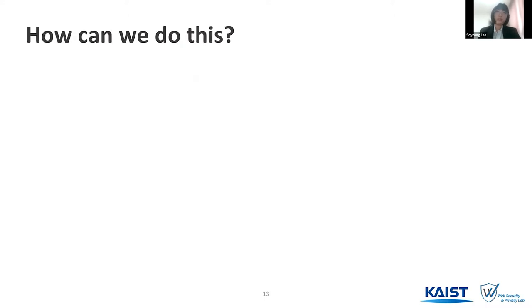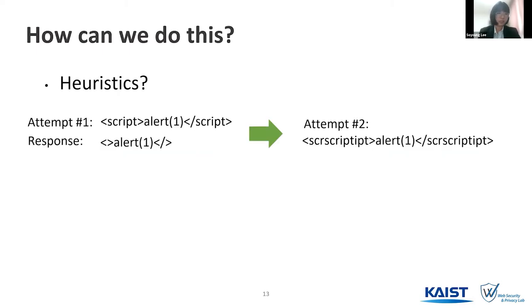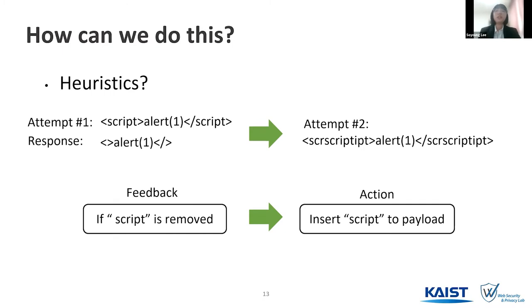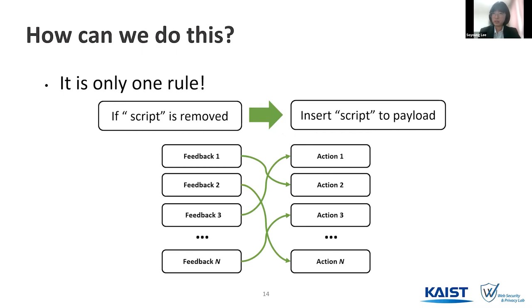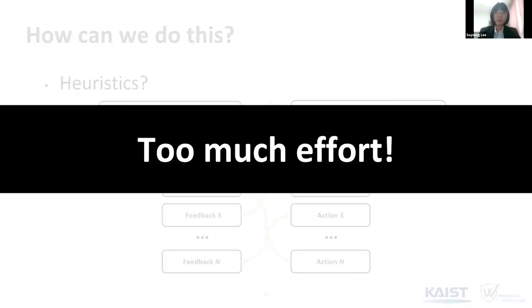Then how can we do this? First, we can think about defining heuristics. From the previous example, we can construct a rule that if the script is removed, then insert the script string into the payload. However, this is only one rule, and we must match a lot of feedback with a lot of corresponding actions. It is too much enduring effort to do everything manually.